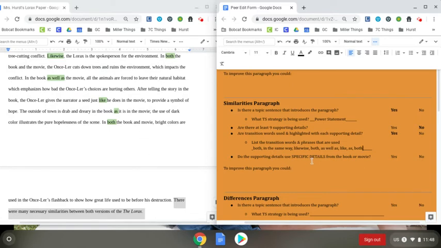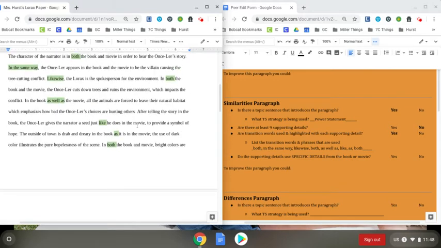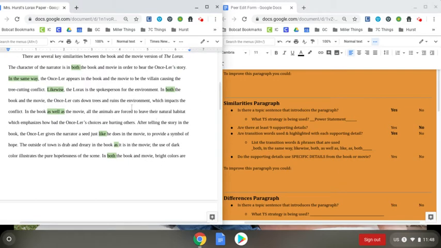Okay, do the supporting details use specific details? Meaning, do they talk about specific things that happen? Okay, I would say, after I've read through that, yes. And then I'm going to think about how I could tell Bella to improve this. And I could put more than one. And in this case, I would say, Bella, you're missing one of your supporting details.